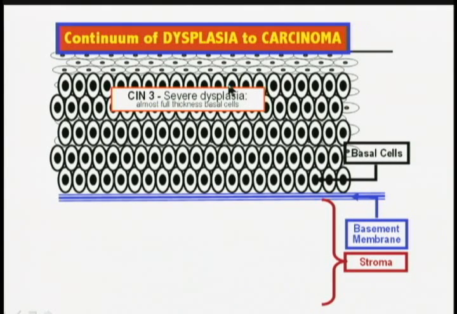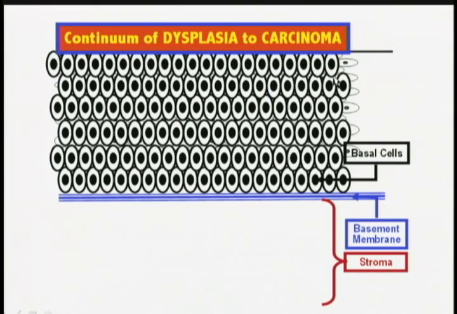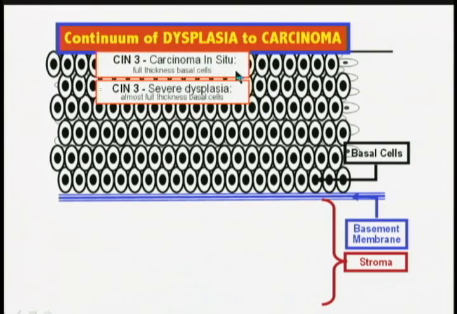But it's difficult to make a distinction between severe dysplasia and carcinoma in situ, so even full thickness is called CIN3. So we have CIN1, mild dysplasia, CIN2, moderate dysplasia, CIN3 is either severe dysplasia or carcinoma in situ.